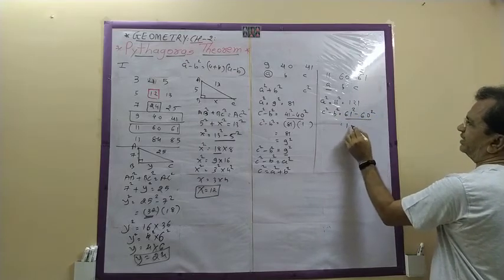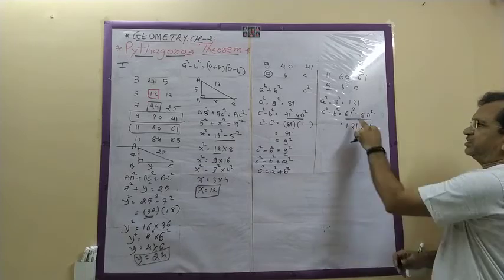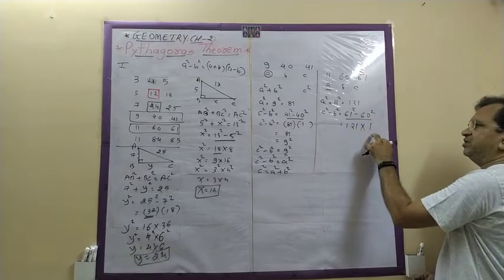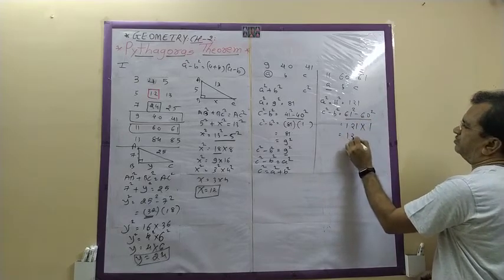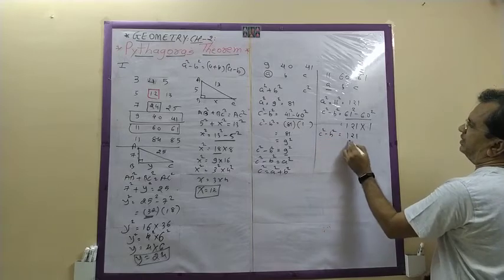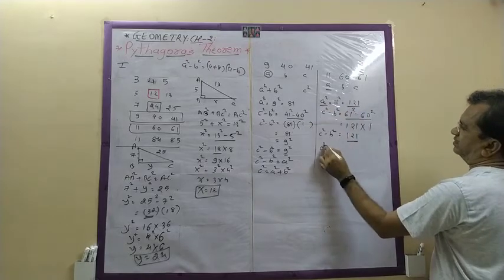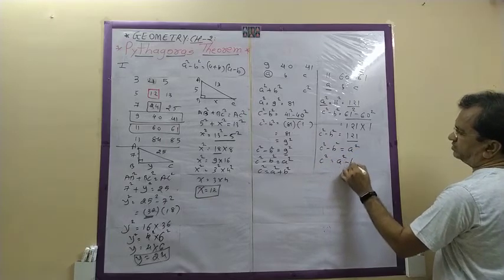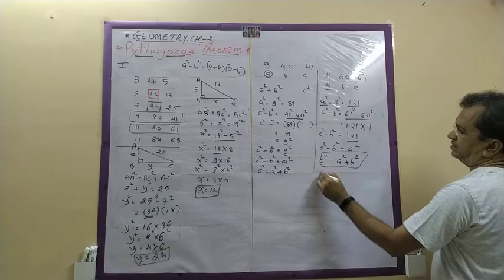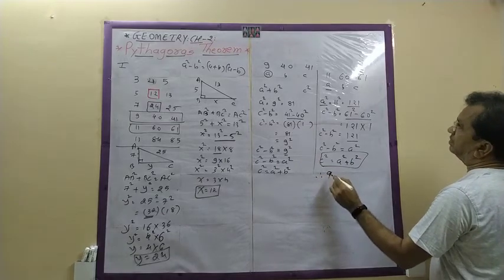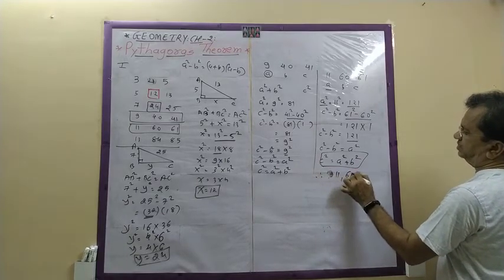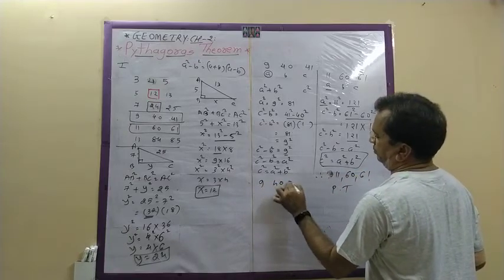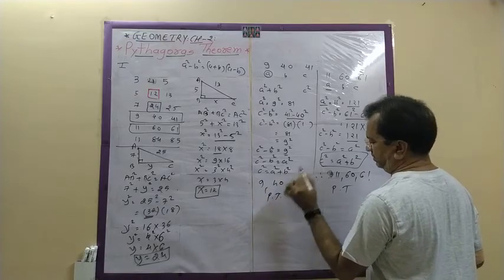So when we take it, that is 121 into 1: 61 plus 60 is 121, and 61 minus 60 is only 1. So it is 121 into 1. And 121 is your A square. So C square is equal to A square plus B square. Therefore 11, 60, 61 is a Pythagoras triplet. Here also 9, 40, 41 is a Pythagoras triplet.